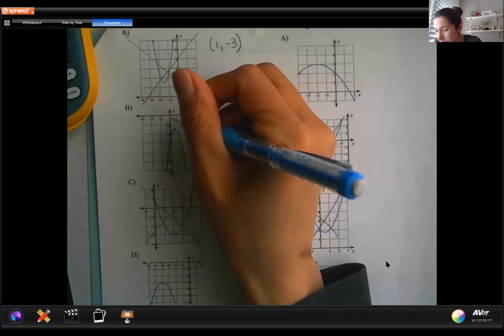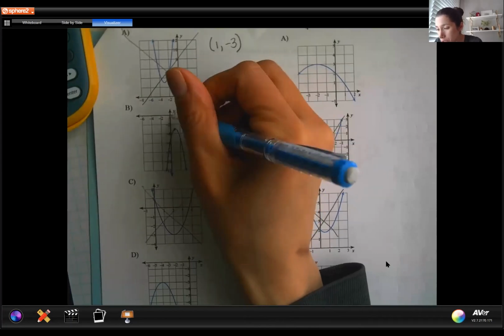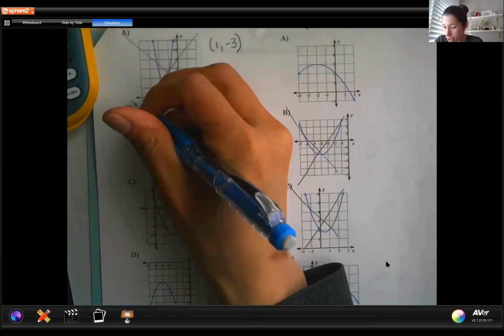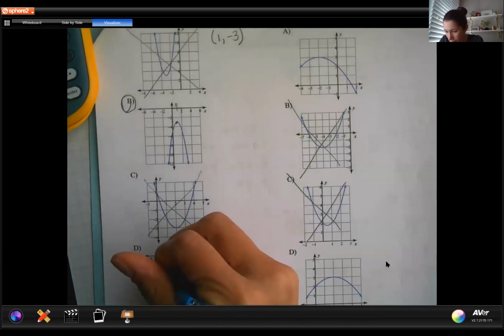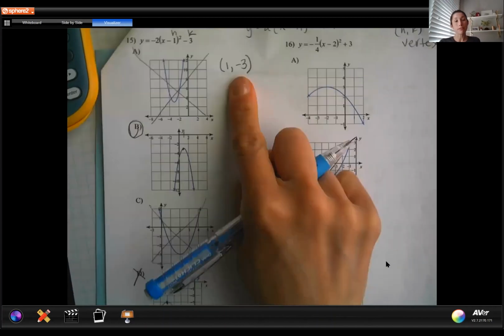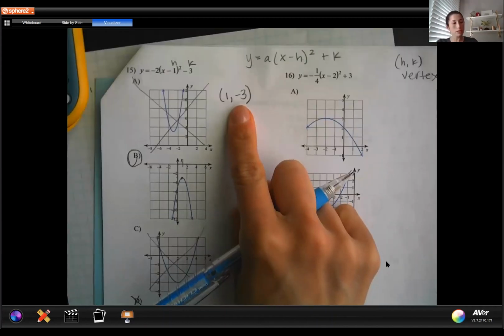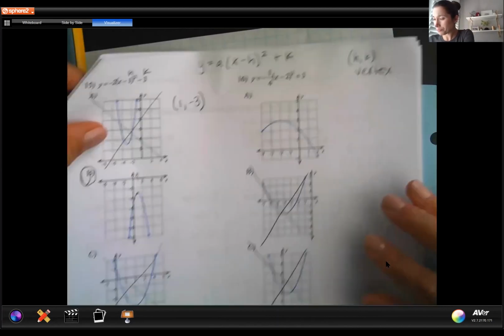Because if you notice, this is 2 units here, so this would be 1, 2, and then this is 2, so this would be 3. So this actually should match with it, because this one here, the vertex is -4, -3, so that would not work. So as long as you can identify and write out what your vertex point is, you'll be good on this question. And then same with this one.